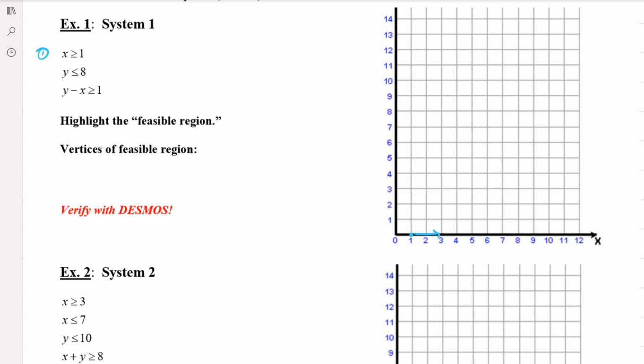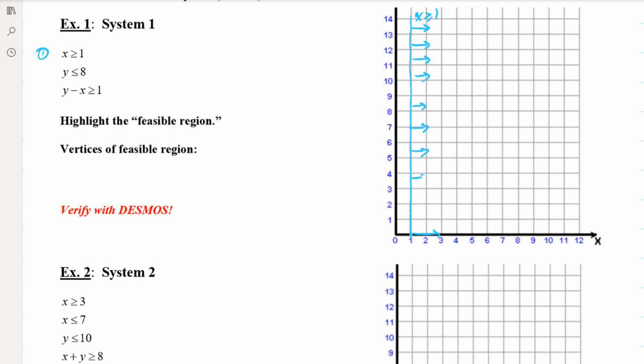Okay, so this has a vertical boundary line right here. All the x values that are greater than or equal to 1 lie to the right of this vertical line. Okay, so here we go. Here's your first linear inequality. So I'm going to label that x greater than or equal to 1, and I'm going to show where those x values are located using arrows.